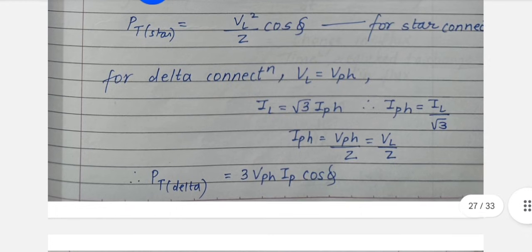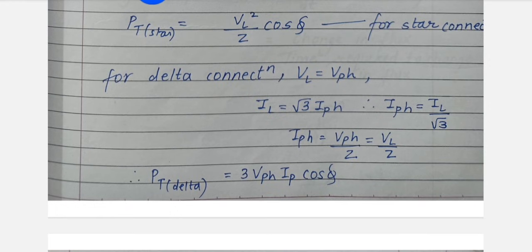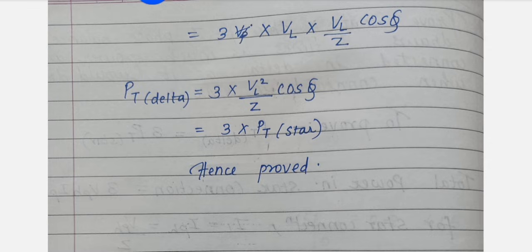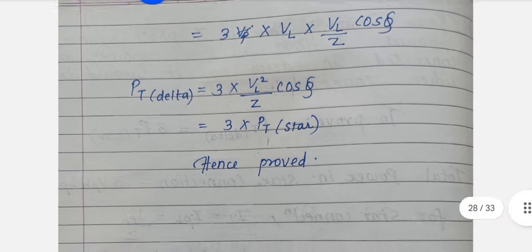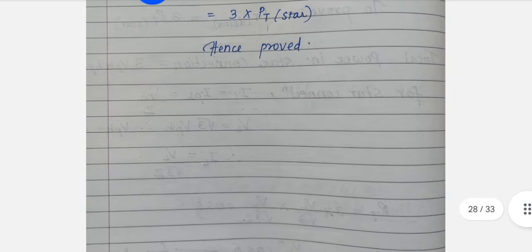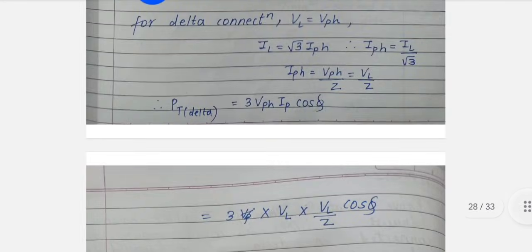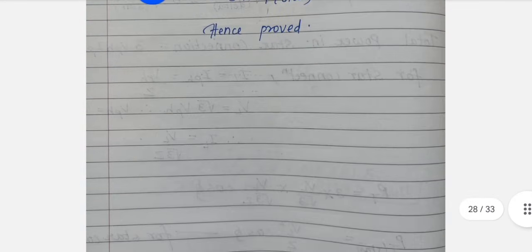But if we go and see what is star power, it is VL square upon Z cos phi. The same term is over here. So it is proved that power in delta is equal to 3 times the power in star. So this is hence proved. This was again the small derivation which was asked frequently. If you practice, you can get it in simple words.